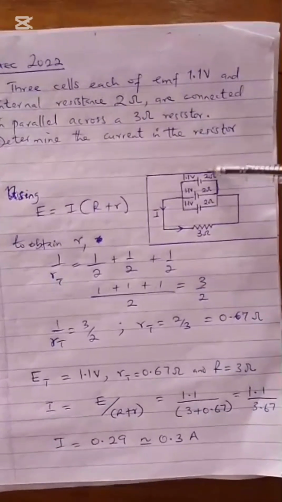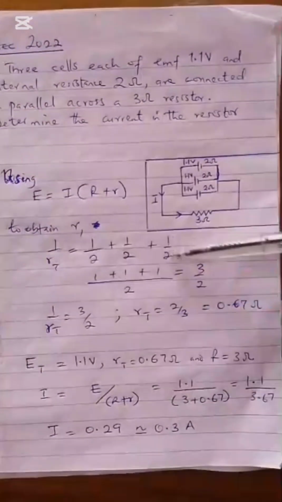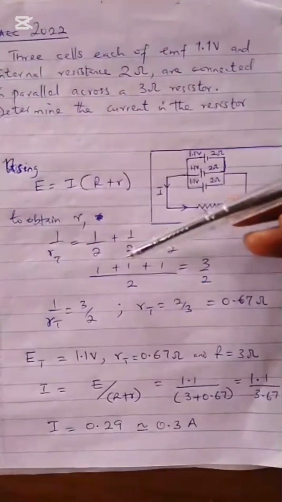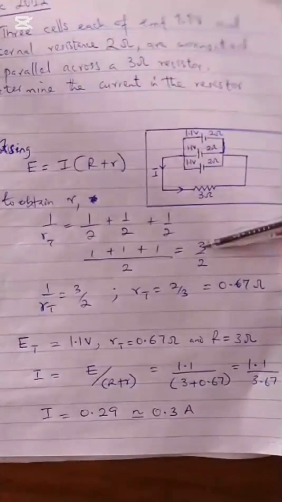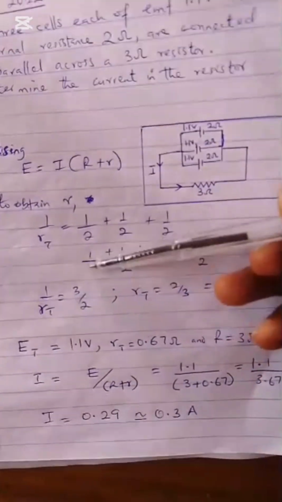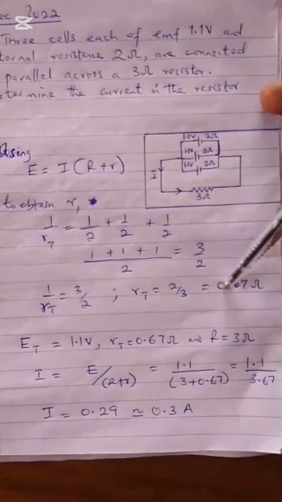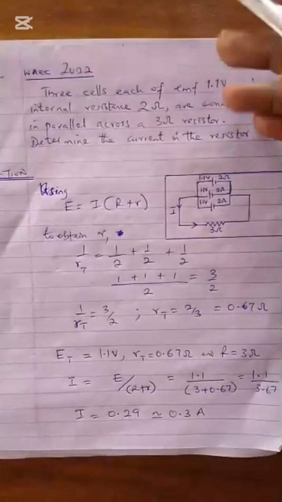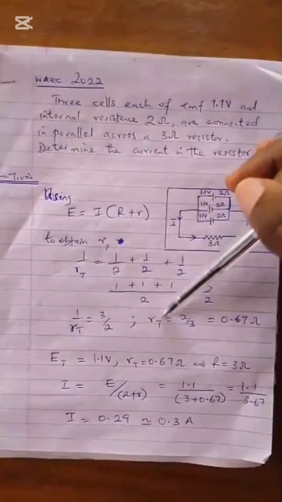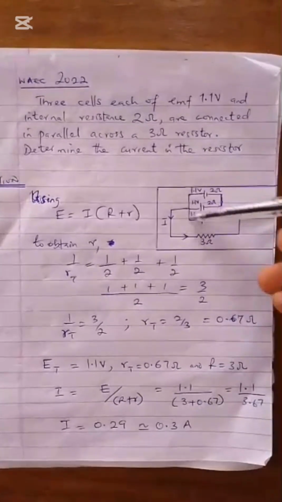And for cells in parallel, of course, we do our total resistance as a parallel inverse. So you do that with the LCM of 2, then you have 1 plus 1 plus 1, so you just add up 3 over 2. So you get 1 over r total is 3 over 2. So r total is the inverse of 3 over 2, which is 2 over 3, and that's 0.67 ohms. Alright, so we've calculated the total effective internal resistance for the 3 cells.